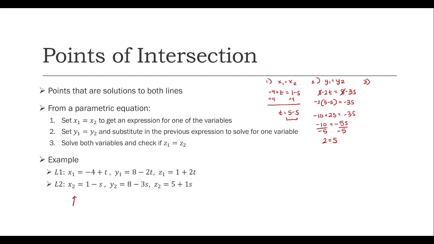Step 3 says solve for both variables. So we know that s equals 2. So if we go back to this equation here, we have t equals 5 minus s, and s is 2. So t equals 3. So we've solved for both variables. We have 2 equals s and 3 equals t.